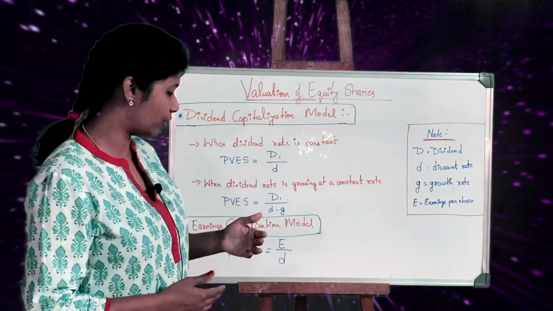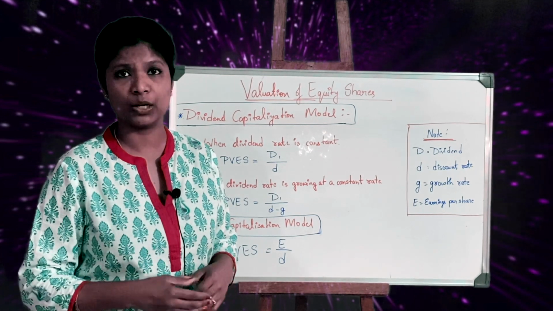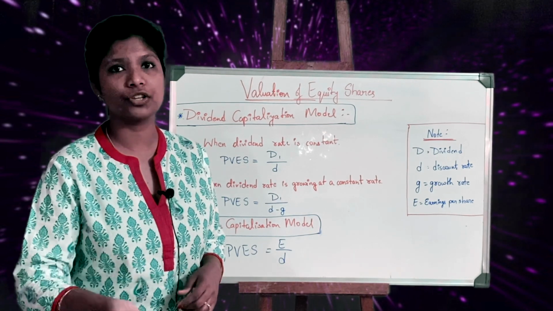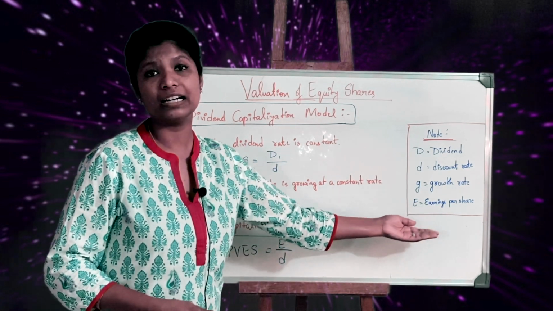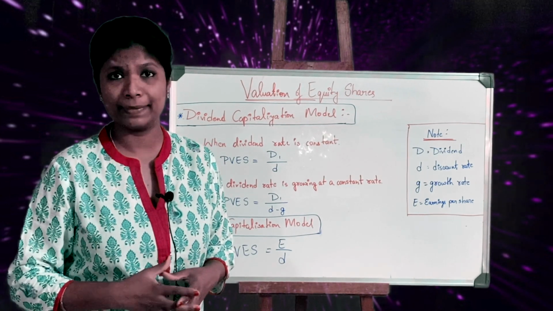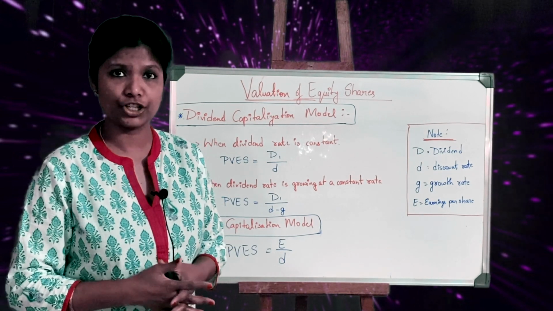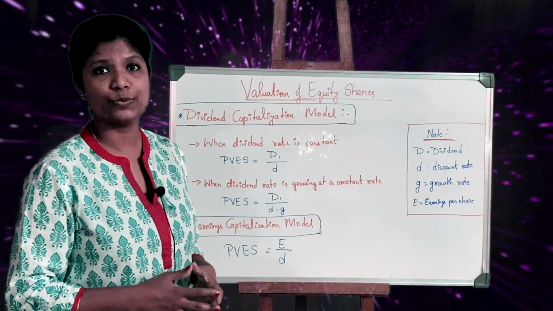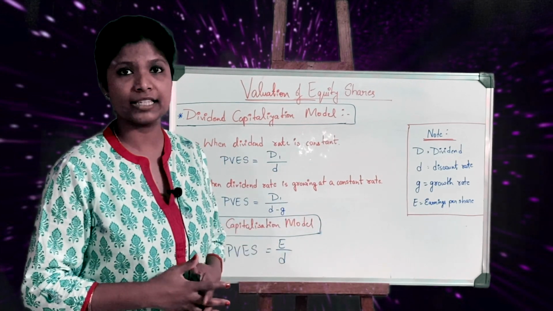The second model is the earnings capitalization model, where you find the present value of equity shares based on the earnings or profits of the company. The formula is E divided by d. What does E stand for? Earnings per share. The question will give you the profits the company has made or the EPS per shareholder, and the discount rate. You divide to get the present value of equity shares. So these are all your formulas for the last concept.